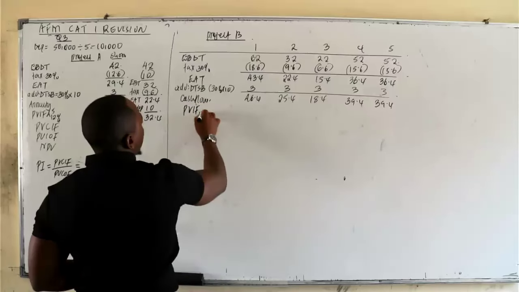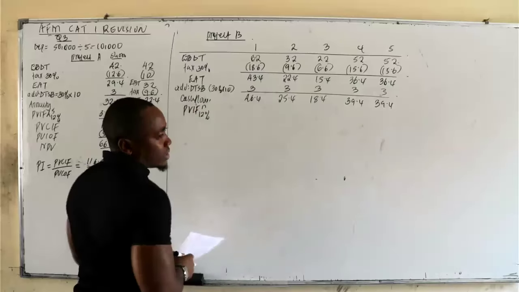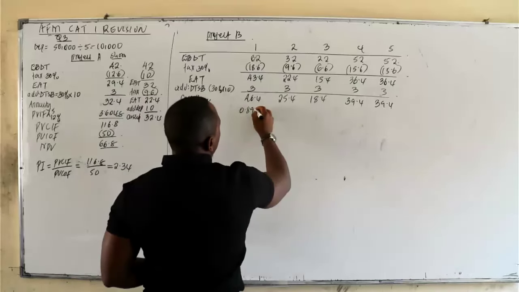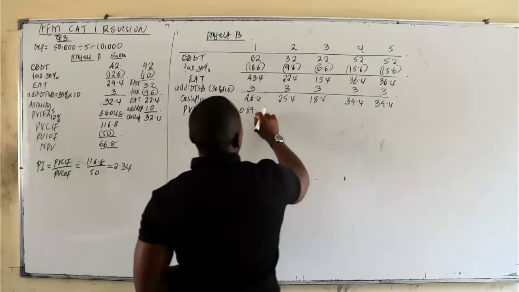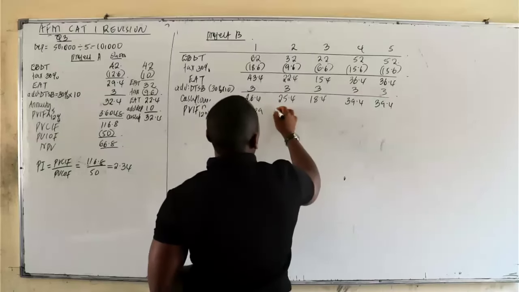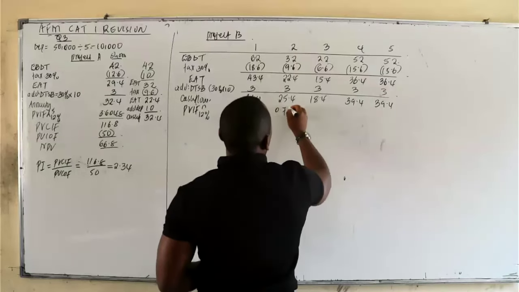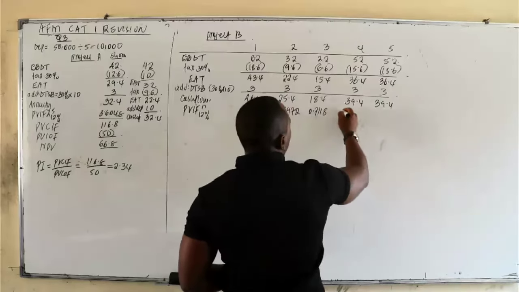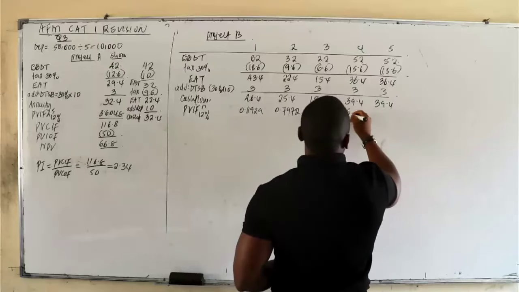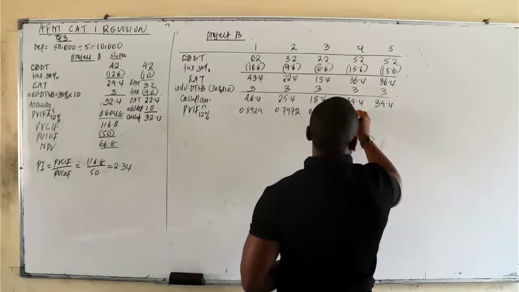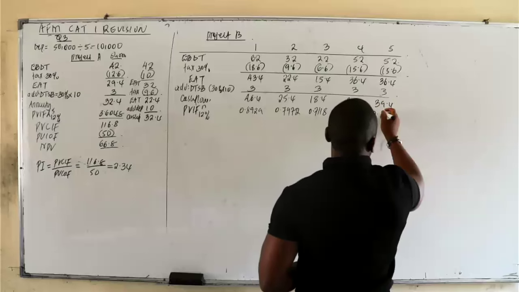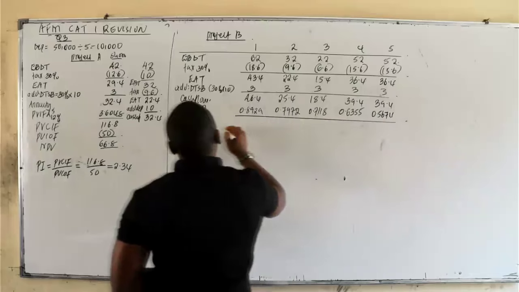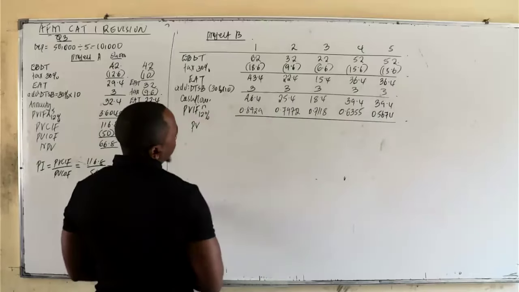Then we discount using the present value interest factor. The cost of capital is 12%. We are using the first table since this is not an annuity. And you get 0.89, 0.72, 0.60, and 0.74. Good. Now give me the present value.